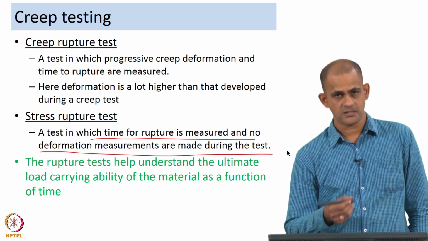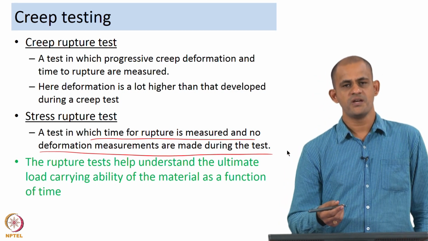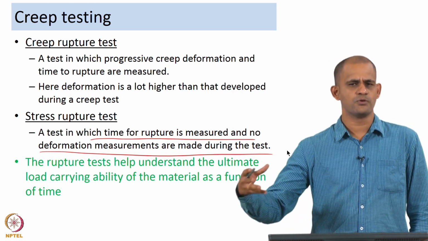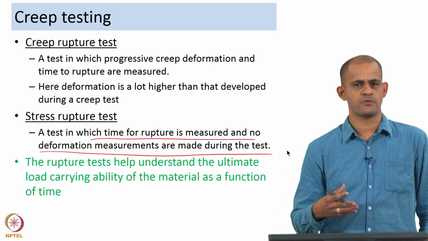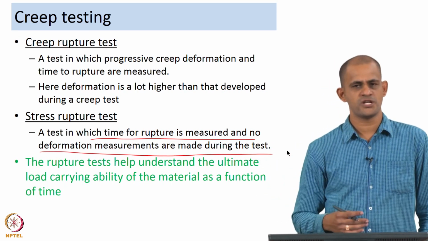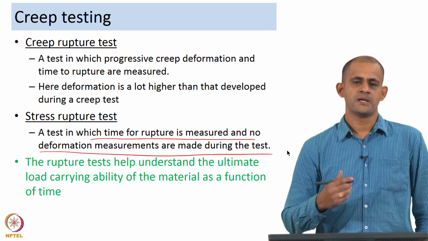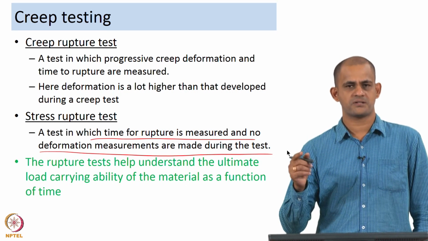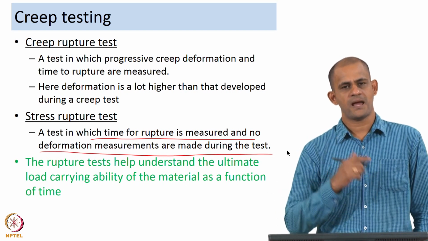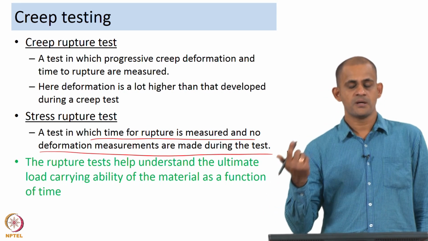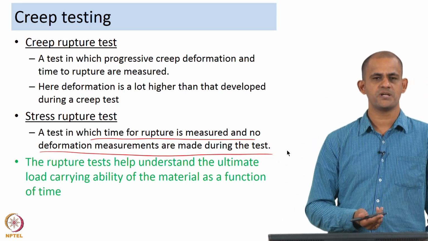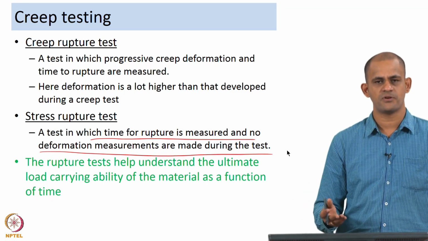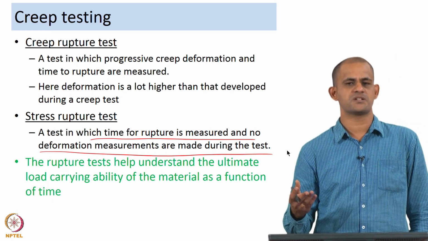You have a creep test, then you have a creep rupture test, and then finally you have a stress rupture test. In the creep test, you are only measuring deformation up to a few percent. So, a few percent plastic strain is what you are measuring, and you are measuring the time taken to reach that few percent of plastic strain. In the creep rupture test, you are allowing the test to run until rupture, and during the test you are measuring both the plastic deformation and the time taken to rupture. But in the stress rupture test, you are only measuring the time for rupture, and you are not gathering any information on the plastic deformation experienced by the material during the test.